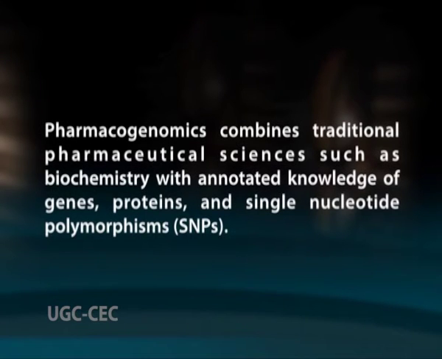Pharmacogenomics combines traditional pharmaceutical sciences such as biochemistry with annotated knowledge of genes, proteins and single nucleotide polymorphisms. A single SNP may cause a Mendelian disease, though for complex diseases SNPs do not usually function individually. All types of SNPs can have an observable phenotype or disease.